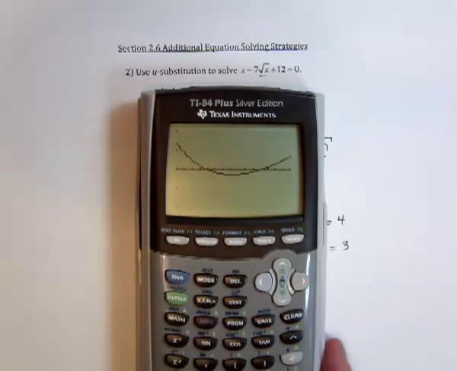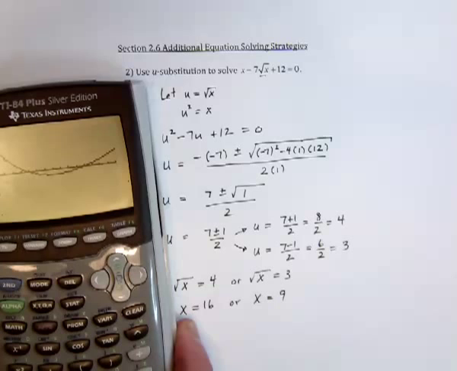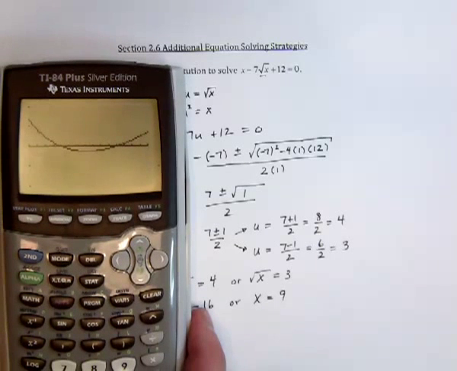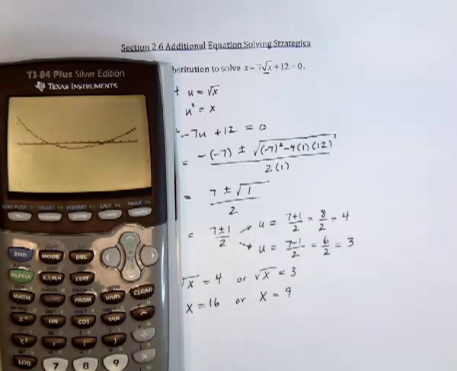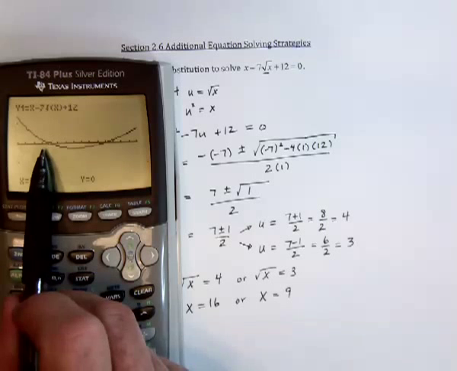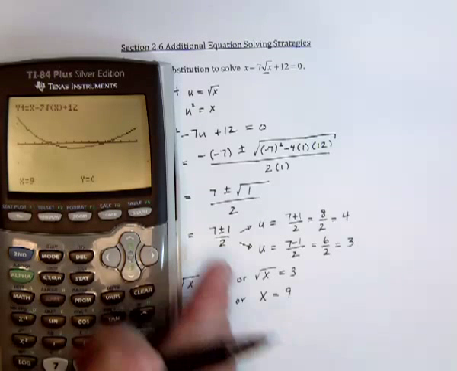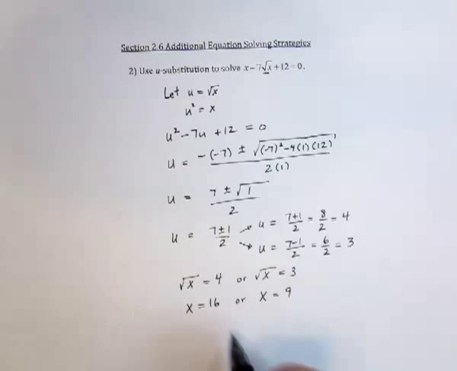Okay, so are these solutions that we got for x correct? We got x equals 16 and x equals 9. So trace, try a 16. Yes, that one's right. And also a 9. Yep, that's correct also. So both of these are correct.